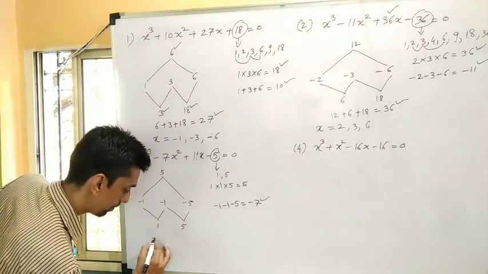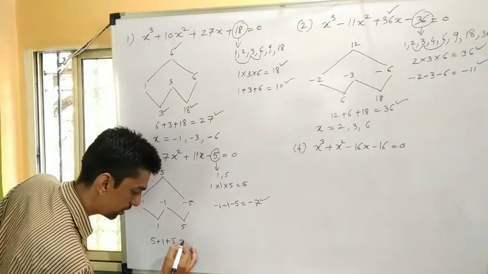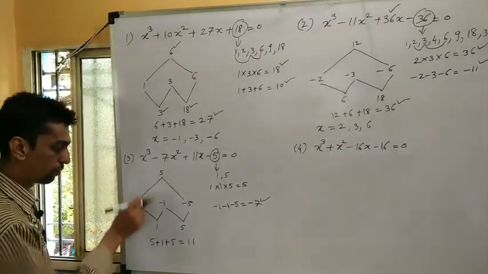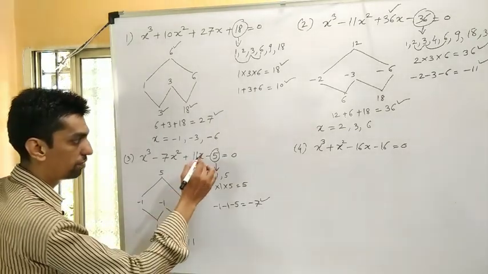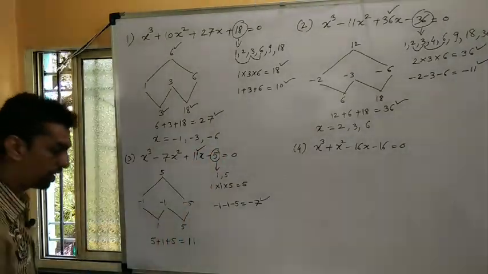So let us see whether we will get 11 or not. So yes, we are getting 11 here. 5 plus 1 plus 5 is 11. So that will be the coefficient of x. So it is also satisfied.